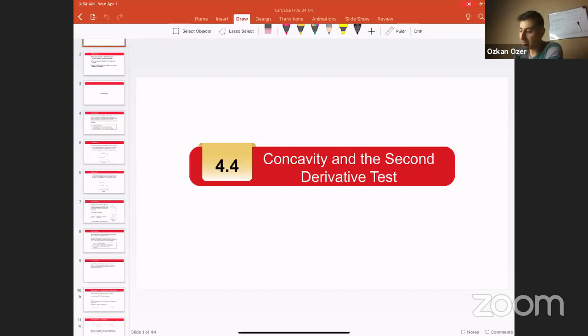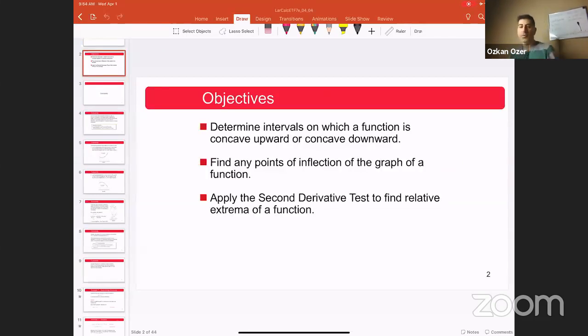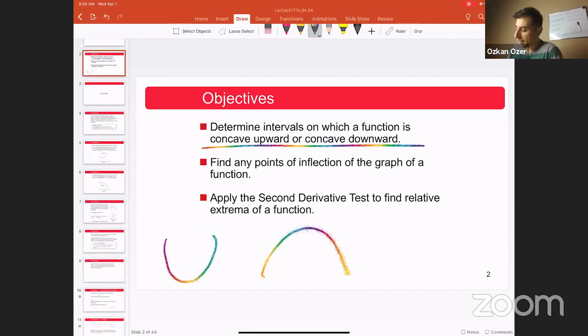Okay. All right. So 4.4, this is another application of the derivatives. So this time we're going to pinpoint other behaviors of the function by looking at, in fact, the second derivative of the function. One thing that we're going to deduce is the concavity of the function. So we're going to determine the concavity of the function. It's going to be either concave up or concave down based on the second derivative.